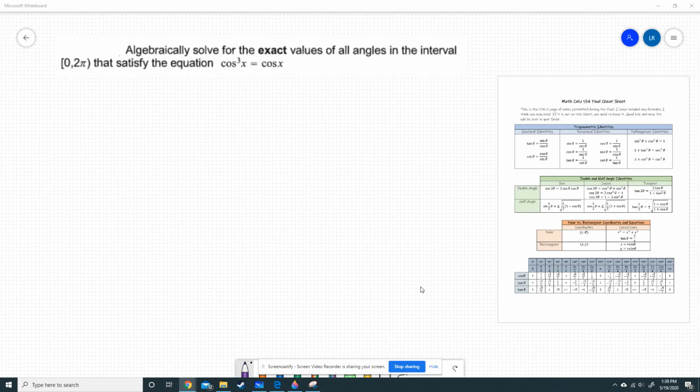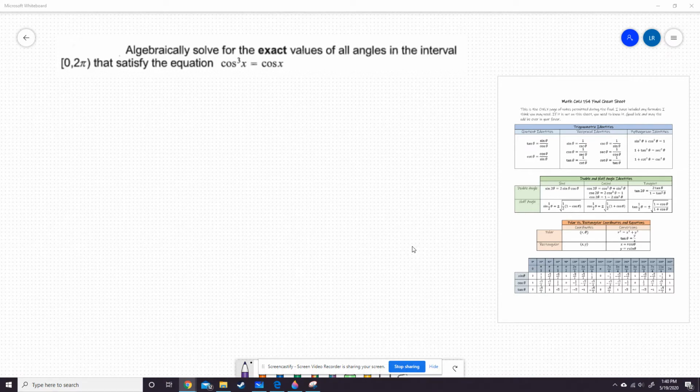In this video, we are going to focus on solving for exact values of trig functions. So this says algebraically solve for the exact values of all angles in the interval 0 to 2 pi that satisfy the equation cosine cubed of x equals cosine of x. So we want to figure out what x equals that are going to make these two functions equivalent.